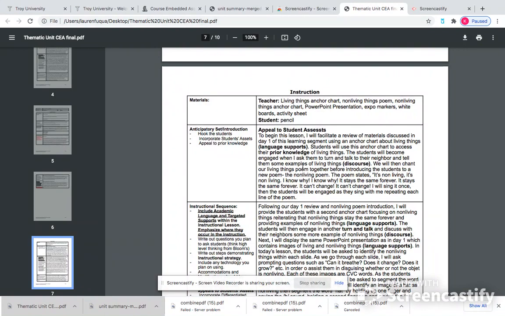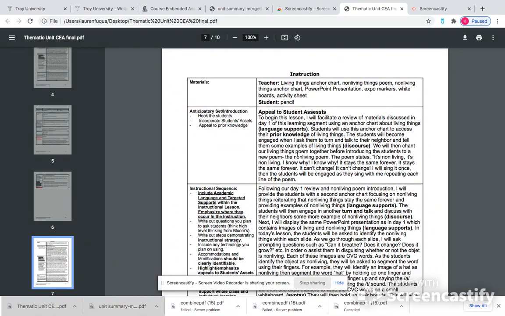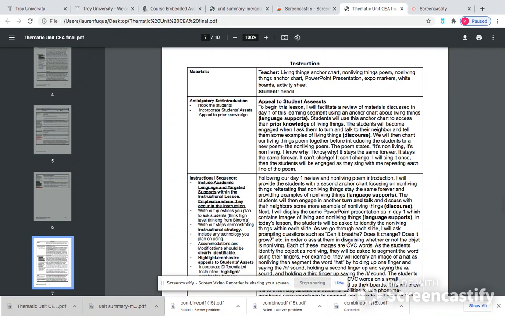They will become engaged when I ask them to turn and talk to their neighbor and tell them some examples of living things which we discussed in day one. They will then get to chant their poem from day one that we went over together.